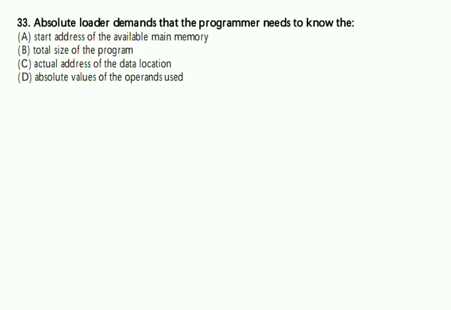Absolute loader demands that the programmer needs to know the start address of the available main memory. Absolute loader is a simple loader which performs the loading process and does not perform linking and program relocation. It places absolute code into main memory beginning with the initial address assigned by the assembler. So the absolute loader will do two tasks. That is, the programmer must know the start address of the available main memory, and the linking to perform the linking.